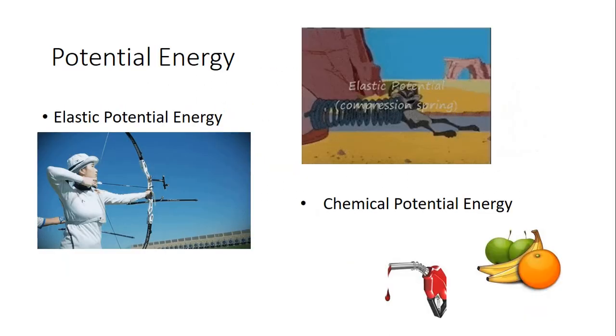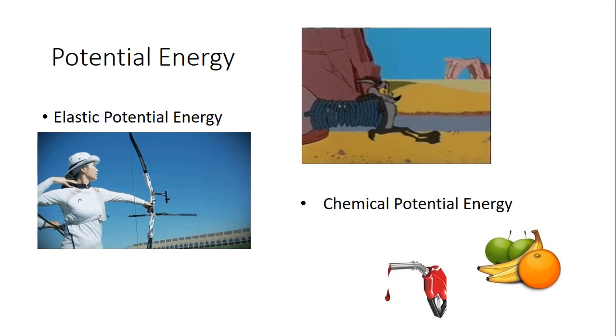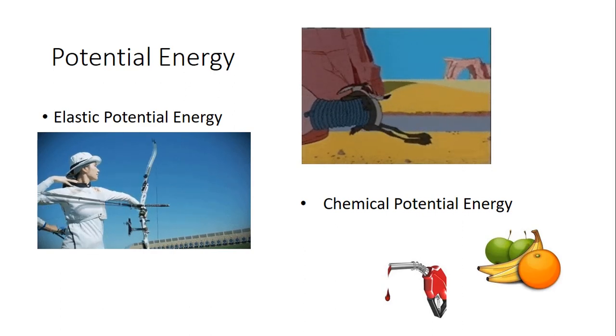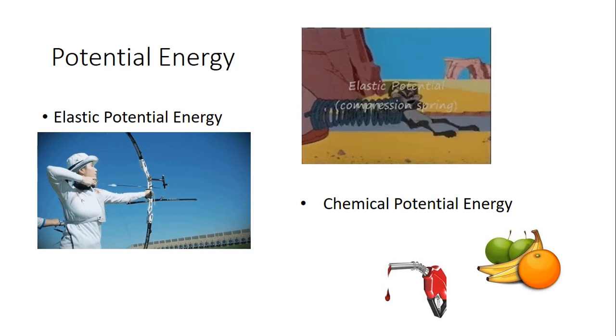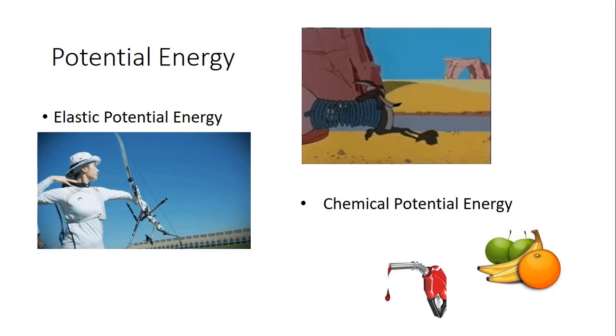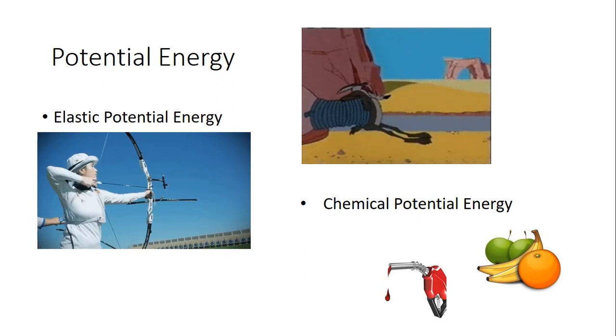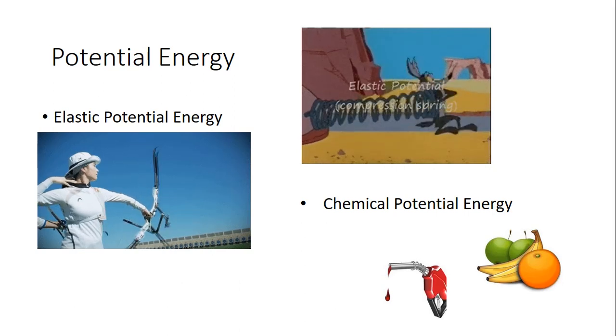There are other types of potential energy other than gravitational potential energy. We can have elastic potential energy, like Wile E. Coyote. As he compresses that spring, he has elastic potential energy. And the bow and arrow. The bow, as you pull it back, you give elastic potential energy to the string, and that allows it to give energy to the arrow as the arrow flies through the sky.